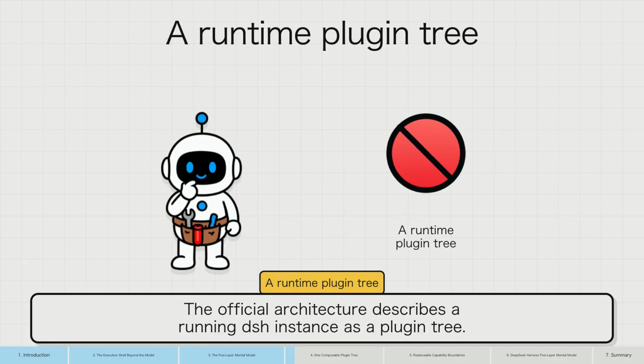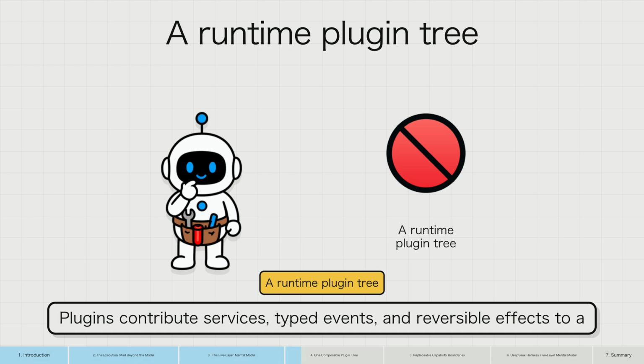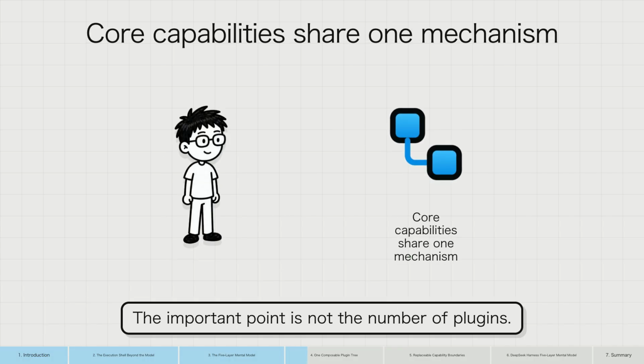The official architecture describes a running DSH instance as a plugin tree. Plugins contribute services, typed events, and reversible effects to a shared context. The important point is not the number of plugins.